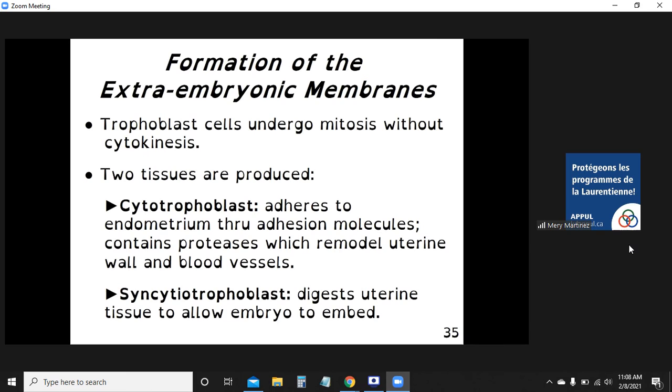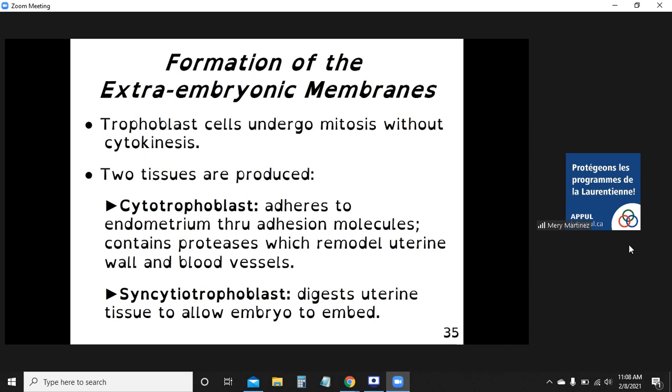This cytotrophoblast secretes paracrine factors that attract the maternal blood vessels. And with those proteases, will also remodel the uterine wall and blood vessels so that the maternal blood bathes fetal blood vessels. As I say, if it doesn't bleed, they don't establish connection.